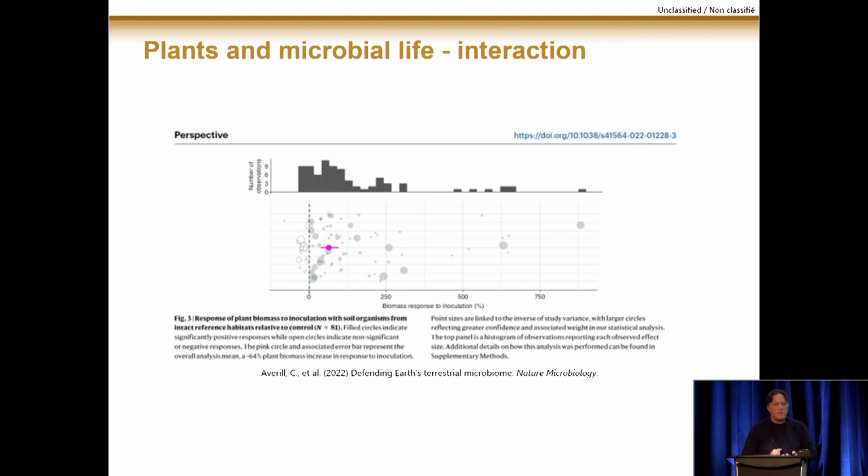This is a quantification here of the application of soil bacteria to the growth of plants. And you see the response of the plants in terms of biomass increase with the application of these microbial species. And you see that the median here, indicated by the red line, is above 0. So the median response of plants to the application of the microbial life with which they are surrounded is beneficial.